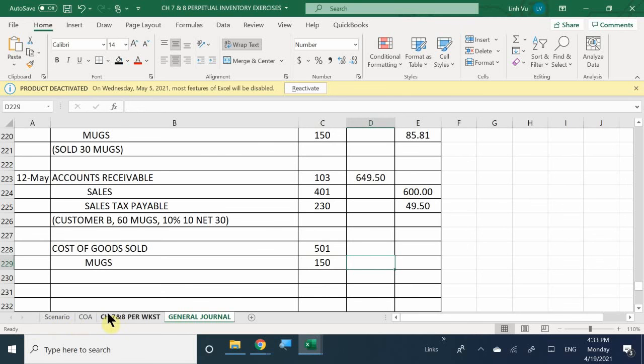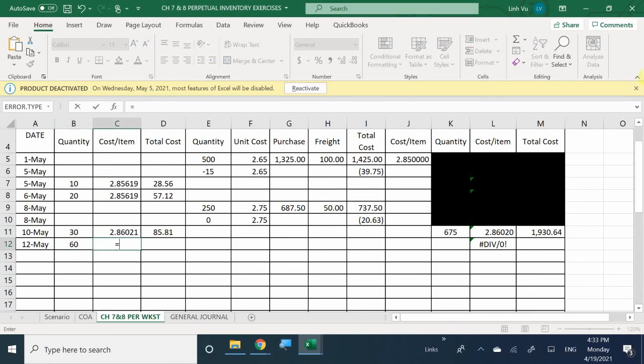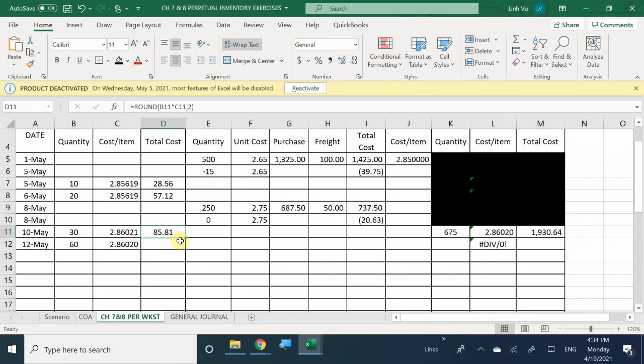Okay, so inventory worksheet. And we sold, on May 12th, 60 at what cost? $10 each. Oh, that's our selling price. How much did it cost us? Good. 2.86021. Good. So therefore, what's my total cost of goods sold here? 171.61. 171.61. Right? All right, so that's the number that we're looking for.